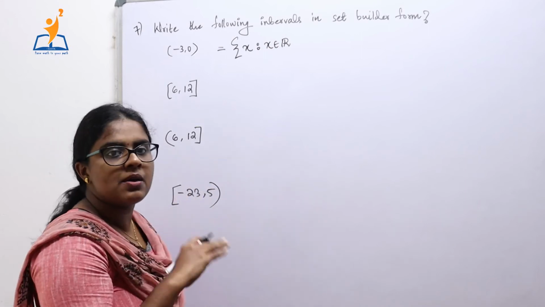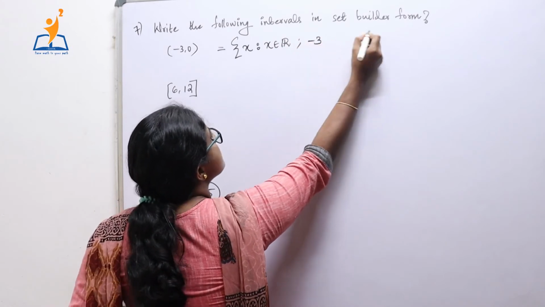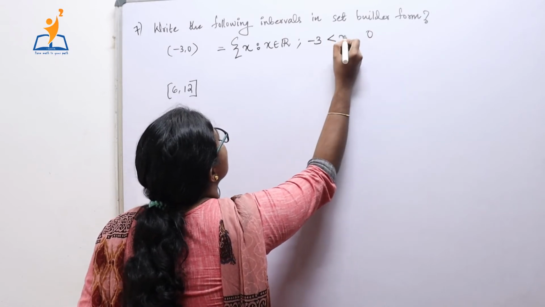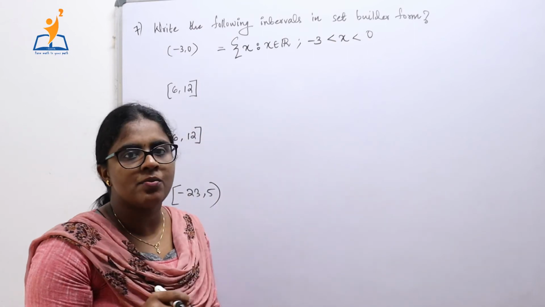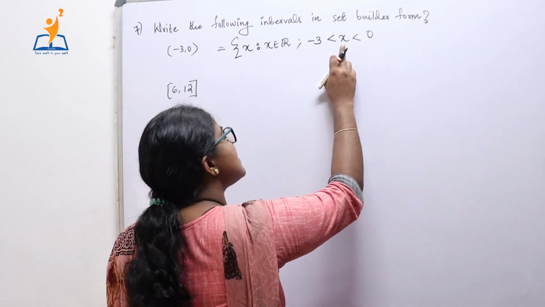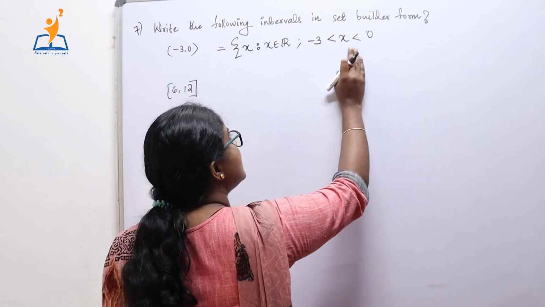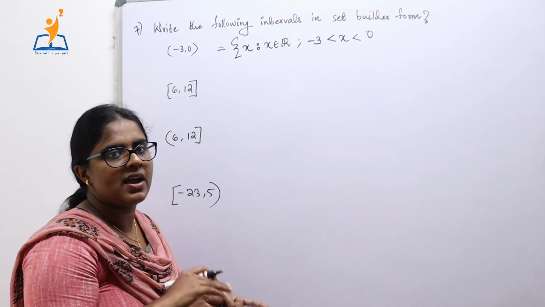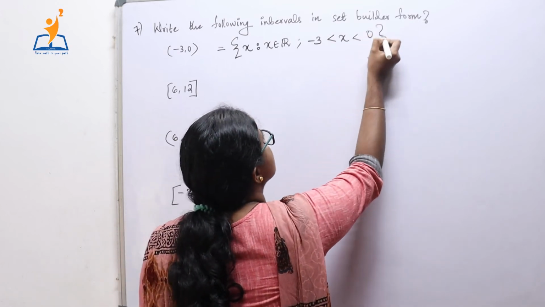Now which real numbers do we need? We need all the real numbers between -3 and 0, that is, -3 less than x less than 0. This means it contains all the real numbers between -3 and 0, which means x greater than -3, all the numbers greater than -3, but x less than 0. It should be less than 0 also, which means all the real numbers between -3 and 0. Also -3 and 0 are not included. So this is the set builder form.